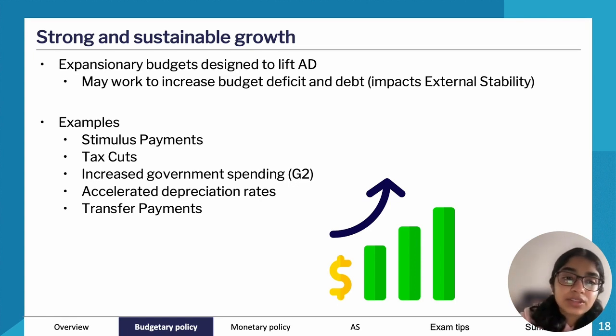Same with businesses, so stimulus payments for businesses. If there are some small businesses that are struggling, and they get that stimulus payment, it means that they'll be able to use that payment to invest. So this increases our investment spending, and thus we'll get a higher aggregate demand.